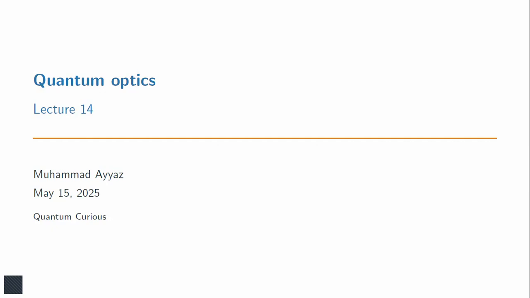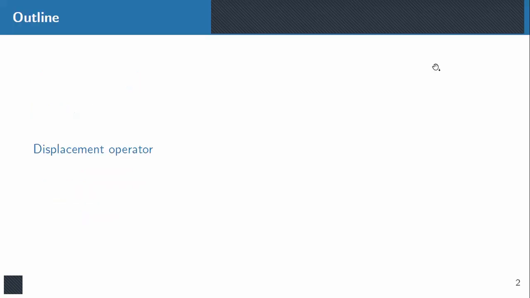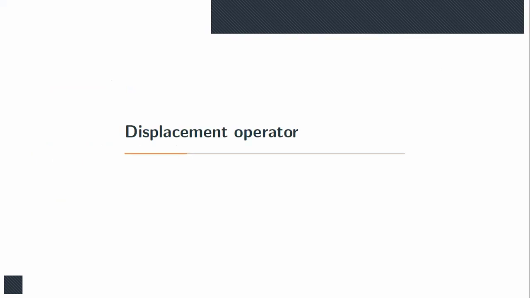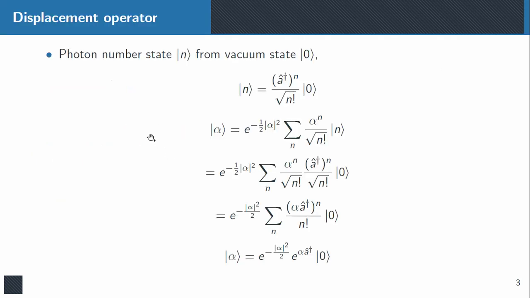In today's video, I'm going to discuss how we can create or generate coherent states from different kinds of states like Fock states or vacuum states. And the operator that is going to play a key role in this generation is called the displacement operator. So let's jump into this discussion.